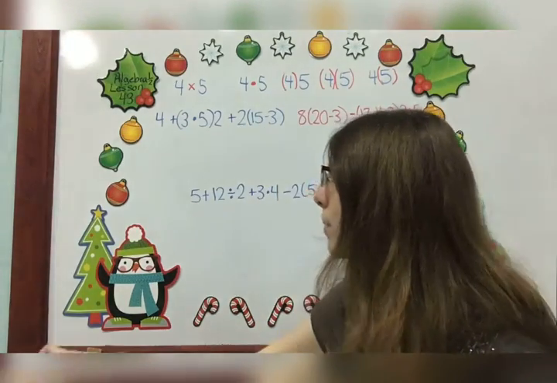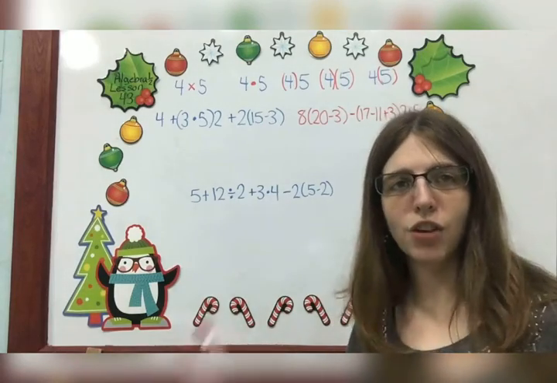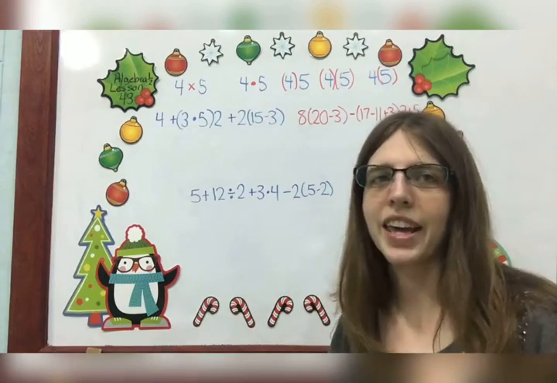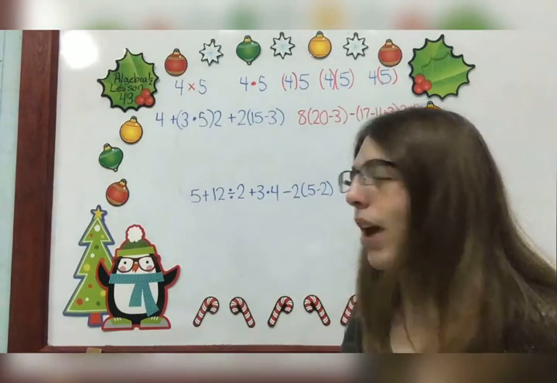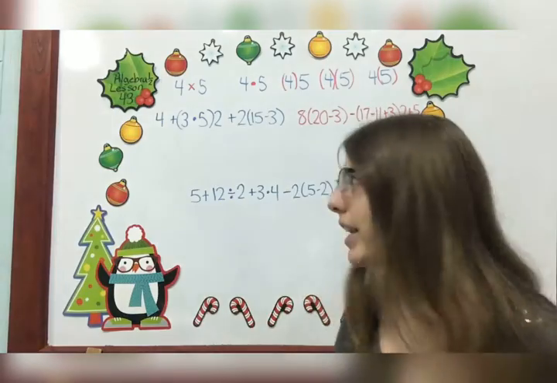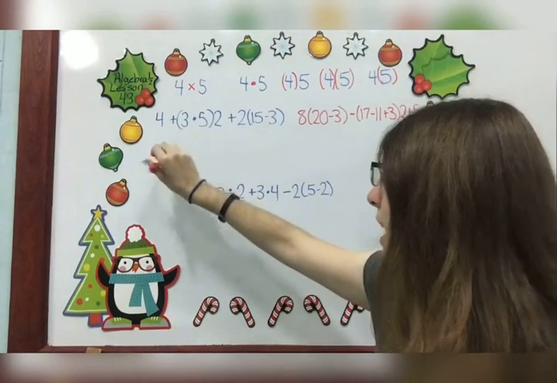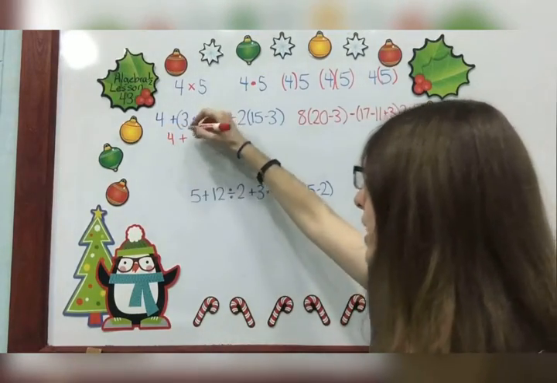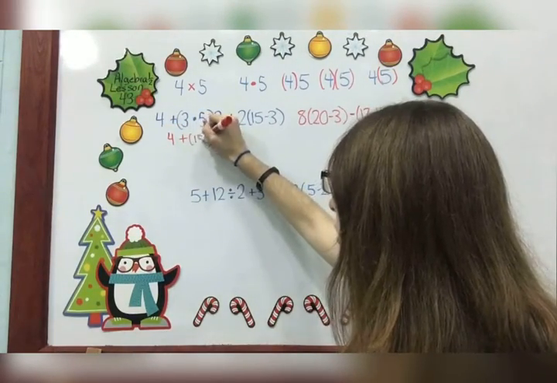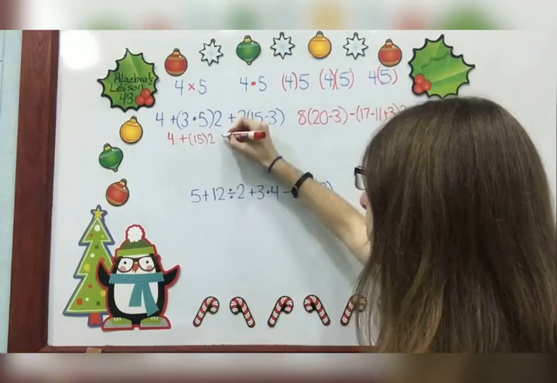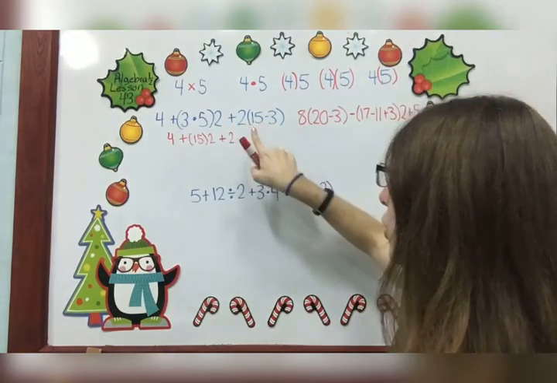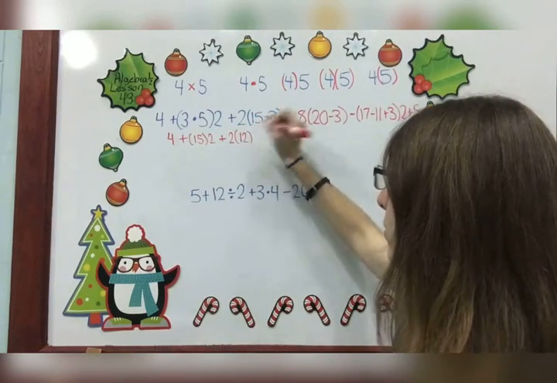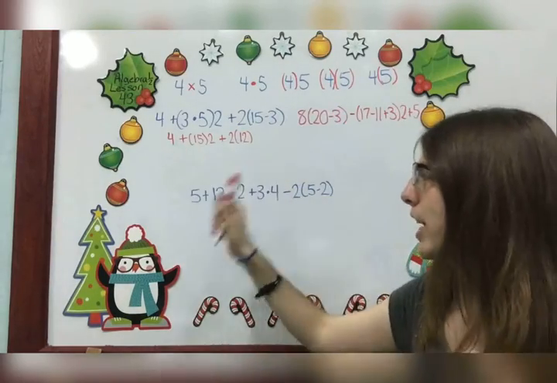In our order of operations, remember that we first solve inside parentheses. That's what parentheses mean: do me first. Then I can multiply from left to right. Then I add or subtract from left to right. So if I start with parentheses, I get 4 plus 3 times 5 is 15, times 2, plus 2 times 15 minus 3 is 12, 2 times 12.